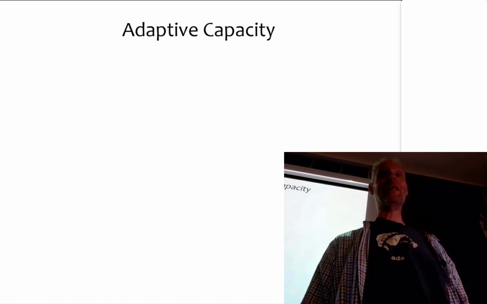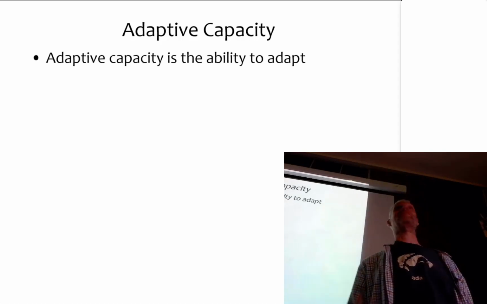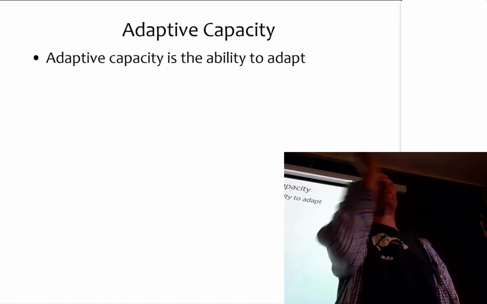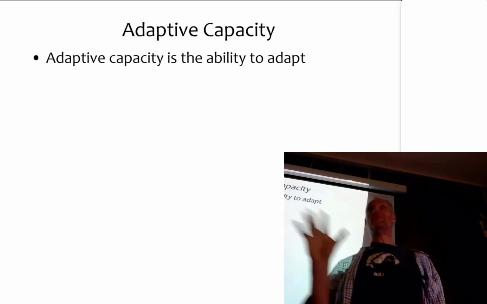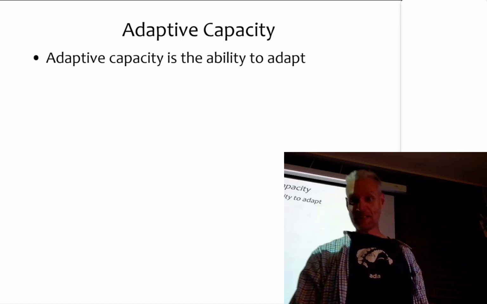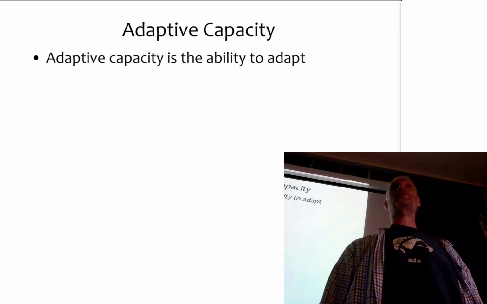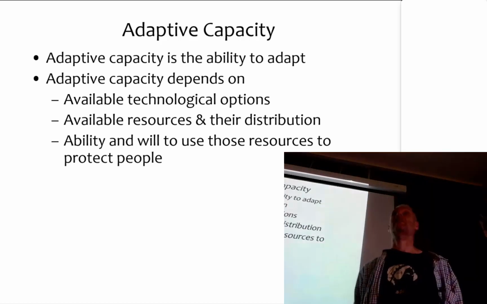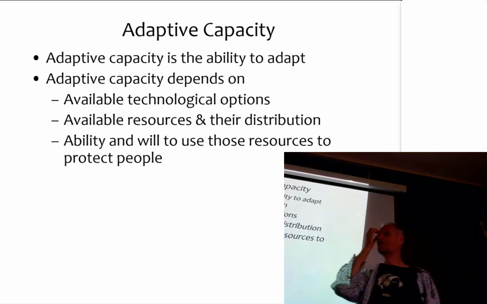What is adaptive capacity? Adaptive capacity is just another term for the ability to adapt, right? And I'm going to talk about adaptive capacity in the context of sea level rise. So if sea level rises, what should you do? Well, one thing you can do is build a dike, right? To keep the water out.